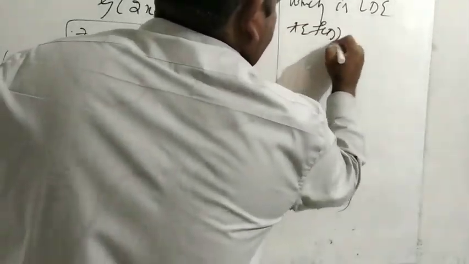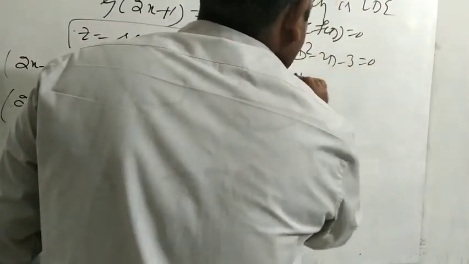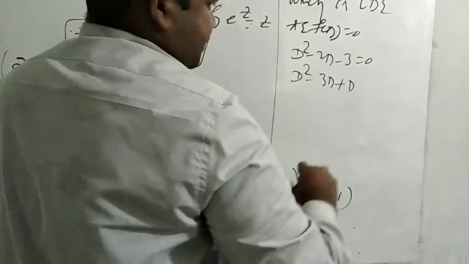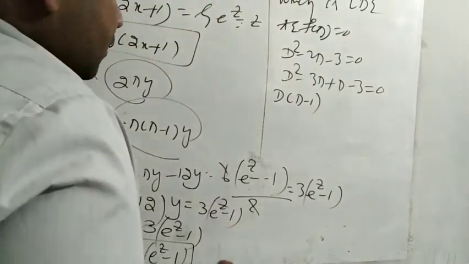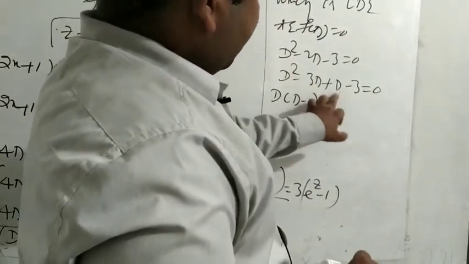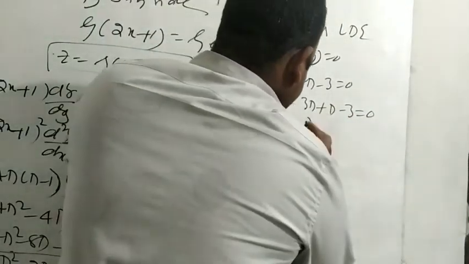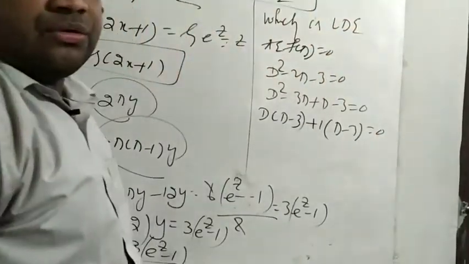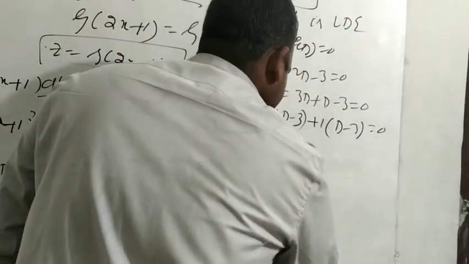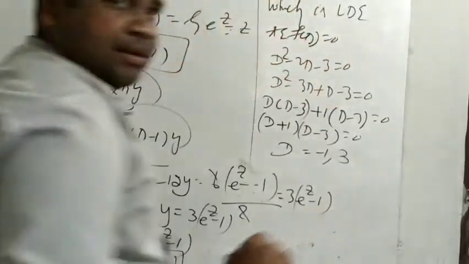The auxiliary equation: f(D) = 0. So this is D² - 2D - 3 = 0. D² - 3D + D - 3 = 0. So D will be common: D(D - 3) + 1(D - 3) = 0. So this is (D + 1)(D - 3) = 0. So D = -1 and 3.